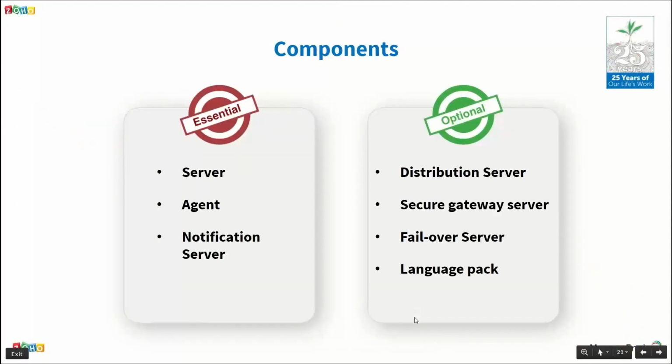Ever wondered what are the components that you need to run this application? These are essential as well as optional components. The Desktop Central server is the central component that you will need to install, which provides an interface to manage the console. The agent is also an essential component. You will need the agent to be installed on all the machines that you are planning to manage. There is another component called notification server, and this is an interesting component. We will talk about this more in detail.